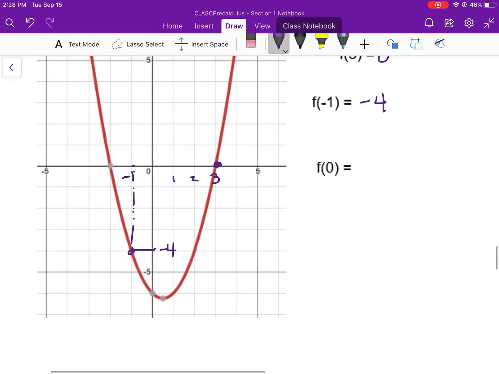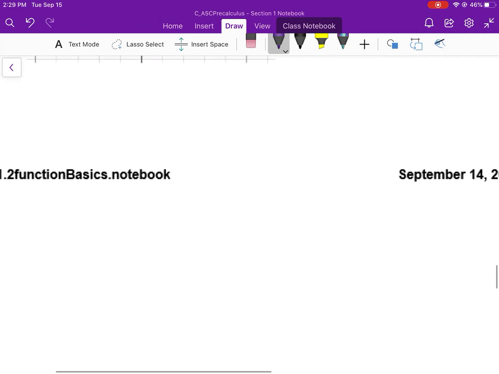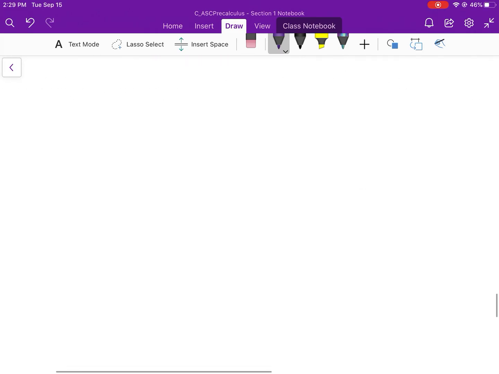And if I do f of 0, here's 0, go down until I hit the graph, and that looks like it's at negative 6. Okay? I think that's it. All right, I hope that helps.